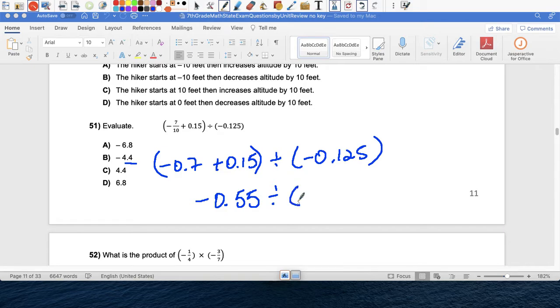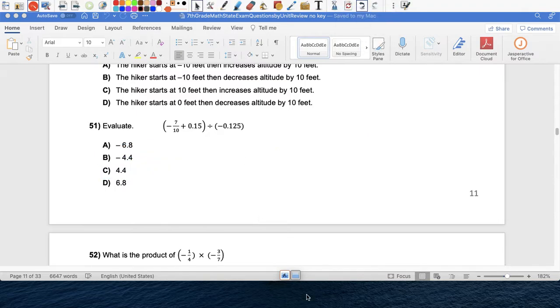So even before I divided this, I've been looking at my signs. This is a negative and negative, so I know my answer is positive. So right away, A is gone and B is gone. So now it's just between C and D, and the answer is C.